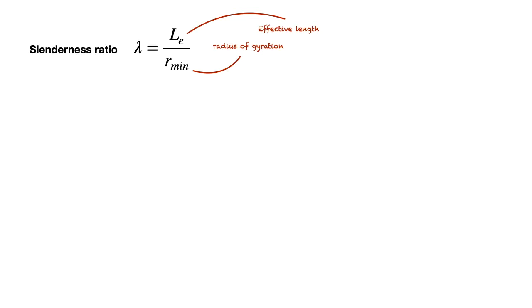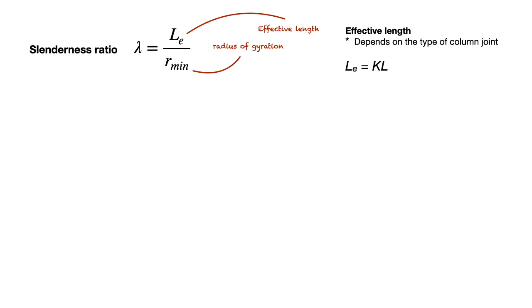So, what is this effective length? What is this radius of gyration? Effective length depends on the type of column joint. It can be calculated by multiplying a constant value K, which is related to the joint type, with the actual length of the column, L.